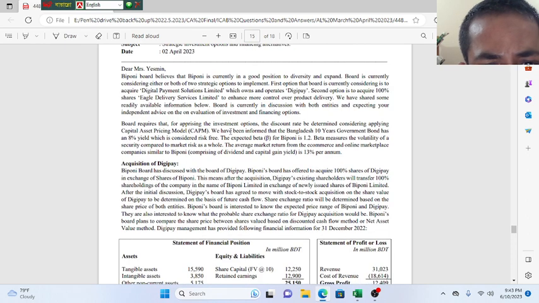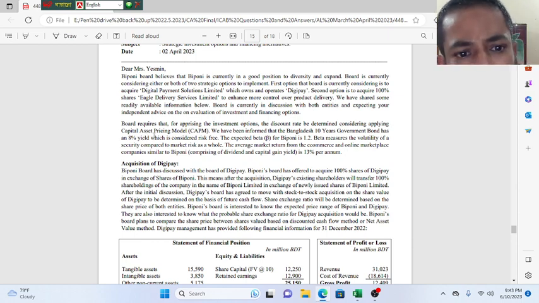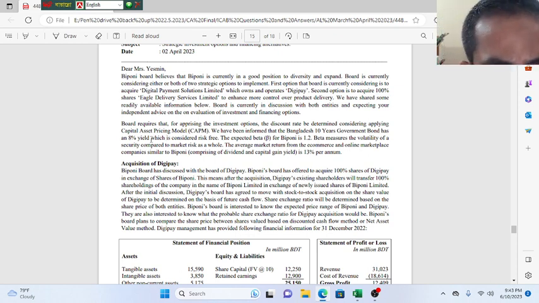The board requires that for appraising the investment option, the discount rate will be determined applying CAPM, the capital asset pricing model. We have been informed that the Bangladesh 10-year government bond has an 8% yield, which is considered risk free. The expected beta for Biponi is 1.2; beta measures the volatility of a security compared to the market as a whole. The average market return from commerce and online marketplace companies similar to Biponi is 13%.